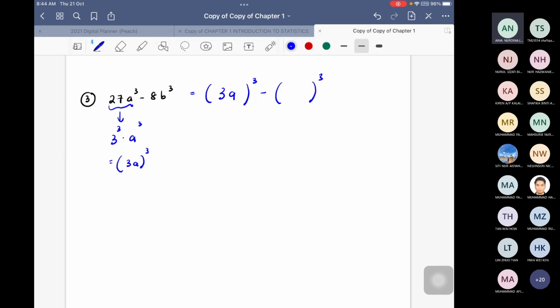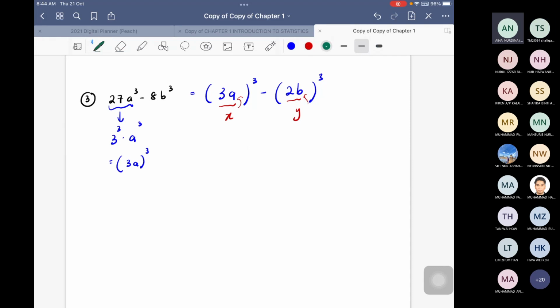So what about the other bracket? 2B. Okay, so dia adalah bersamaan dengan 2B. So therefore, this is going to be our value of A. This is our value of B. Tapi sebab kat dalam ni pun ada A juga, I don't want you to be confused. Let's write it in term of X dengan Y instead of kita tulis A dengan B supaya you tak confuse. So this is going to be X and this is going to be Y.